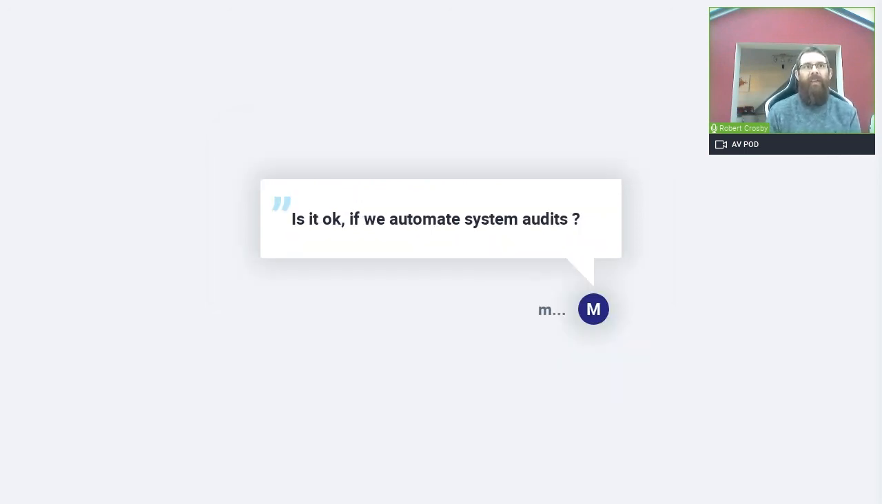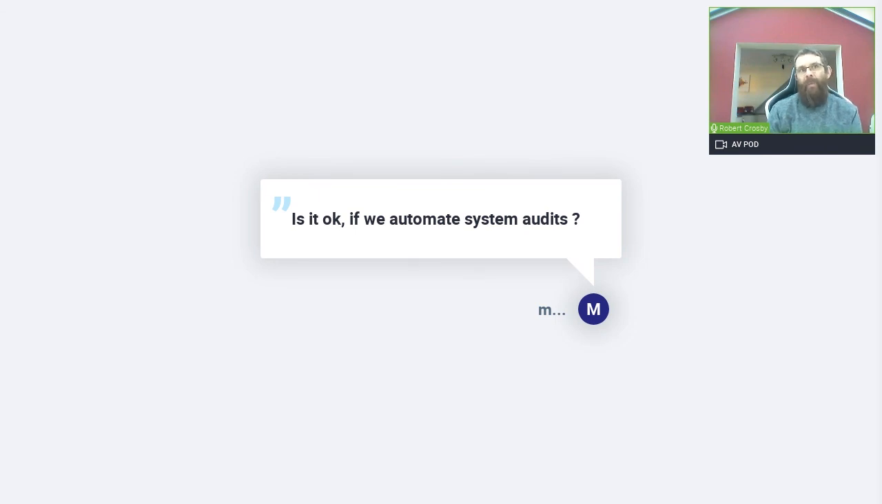Okay, thanks, Caroline, for that one. Is it okay if we automate system audits? 100%. If you want to automate your system audits and carry them out via your iPads or via some other mechanism, then automate it. Let's go back to the golden rule. As long as you can demonstrate that throughout the year you've checked your processes and those processes are in alignment with the standard, as long as you've got records for that and we can see them, that's what's required of the standard. How you carry out those audits is entirely up to you.